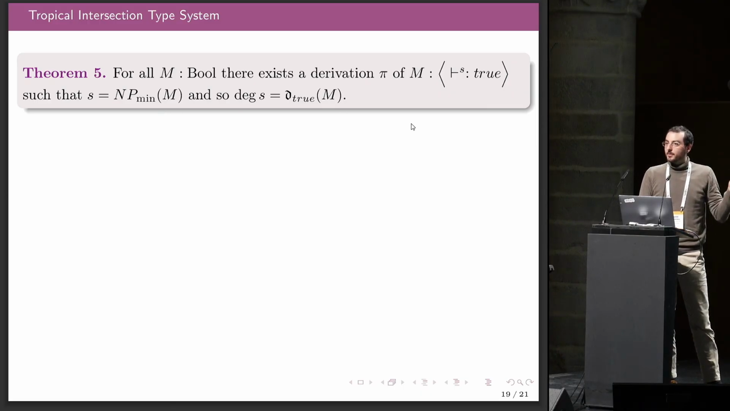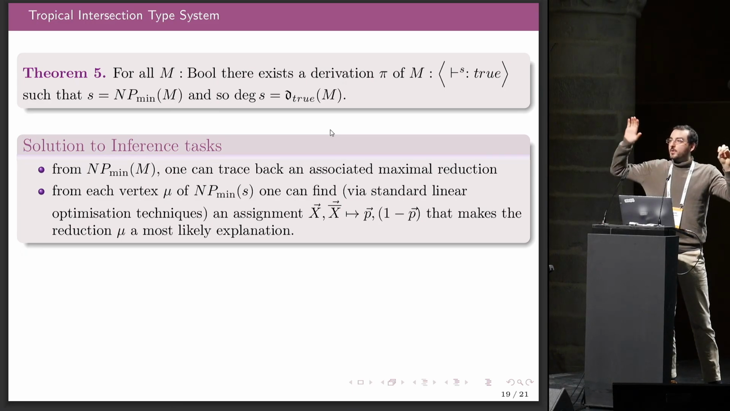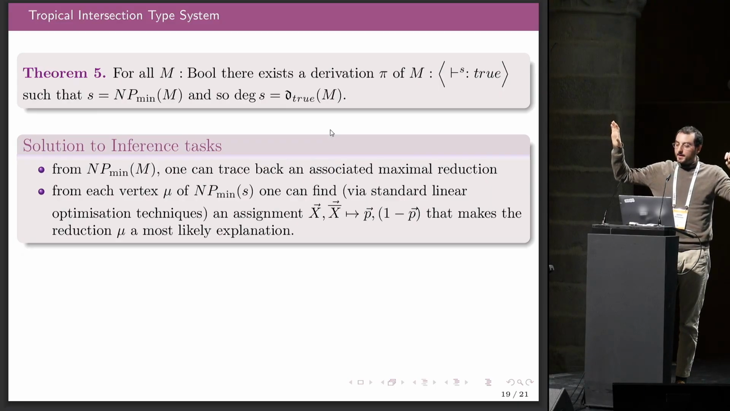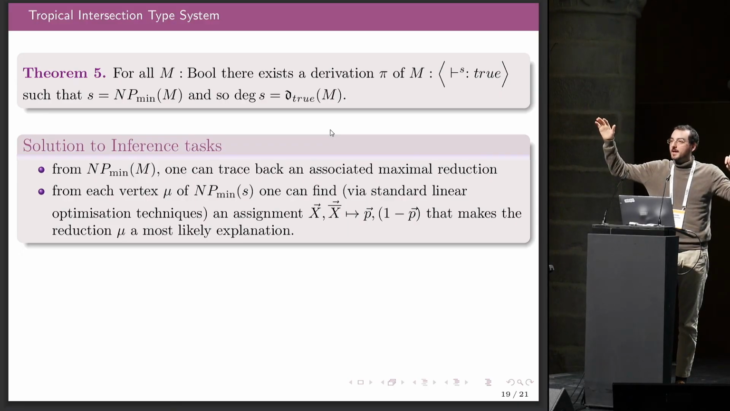So that's great. We are happy, because if we have this derivation, then we can also solve the basic inference tasks. For example, we can trace back the associated maximal reductions from the minimal Newton polytope, or for each given vertex of this geometric figure, the vertex corresponds to a reduction of the program, and by standard tools from linear optimization, we can find an assignment of probabilities to the parameters that make that particular reduction the most likely explanation, for example.